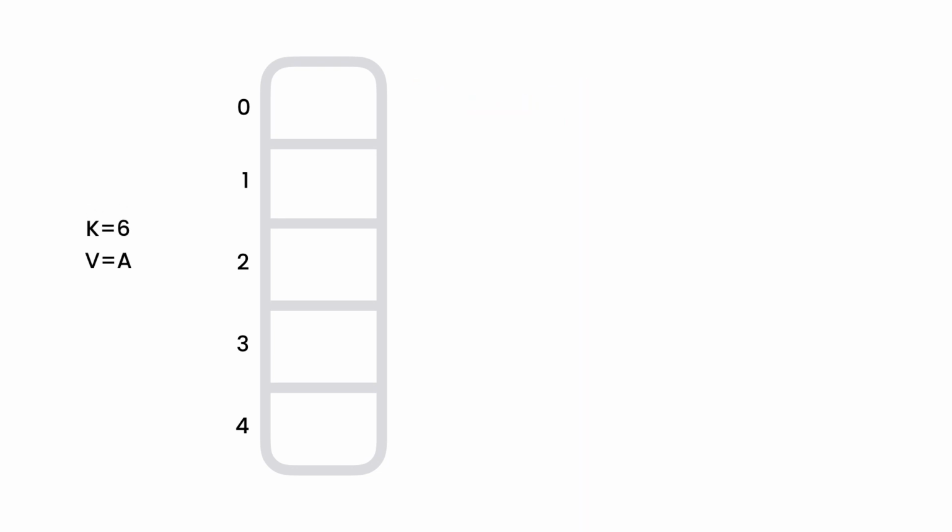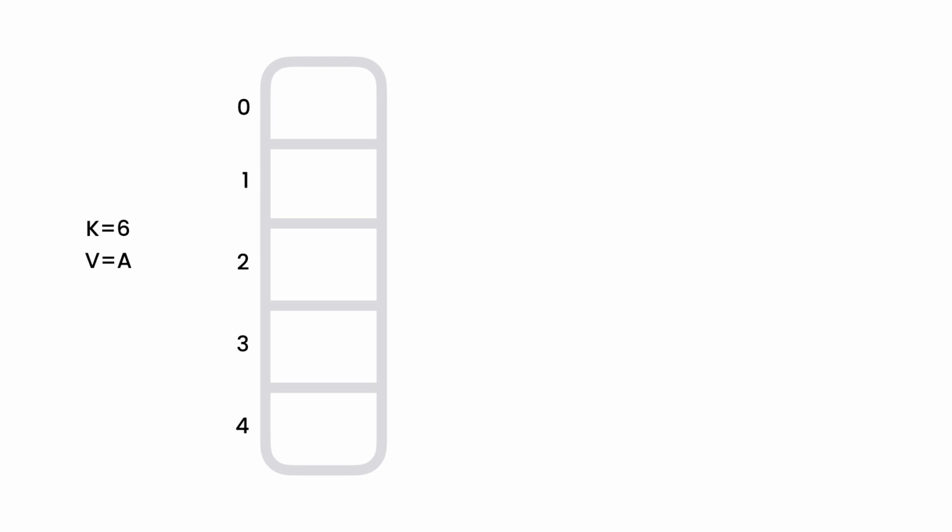Now we want to store this key value pair in our hash table. The key is 6 and the value is 8. So we pass the key to our hash function, and our hash function will return the remainder of division of 6 by 5, which is 1. So we should store this value at index 1.